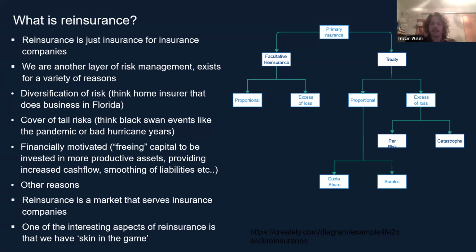And here on the right, I have a chart that outlines some of the types of reinsurance you can have. We have treaty and facultative. Treaty you can think of as large contracts. Facultative is one-off contracts. Most reinsurance is what you call treaty reinsurance or contract reinsurance. But every once in a while, you have special cases that are dealt with on a one-off basis. And that's what you call facultative.